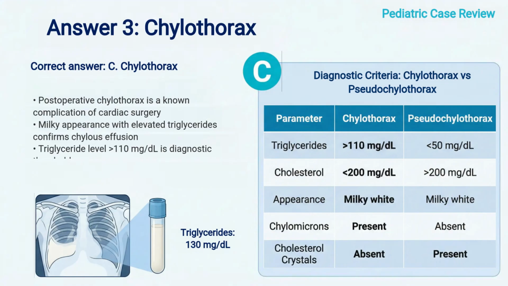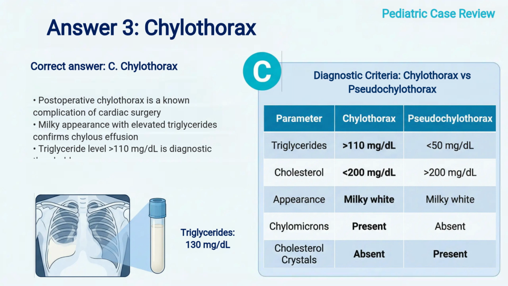Postoperative chylothorax is a known and well-recognized complication of cardiac surgery, particularly procedures involving the thoracic duct or its tributaries near the great vessels. The diagnosis is confirmed by the combination of milky white appearance and a triglyceride level above 110 milligrams per deciliter. This patient's level of 130 milligrams per deciliter clearly exceeds this diagnostic threshold.